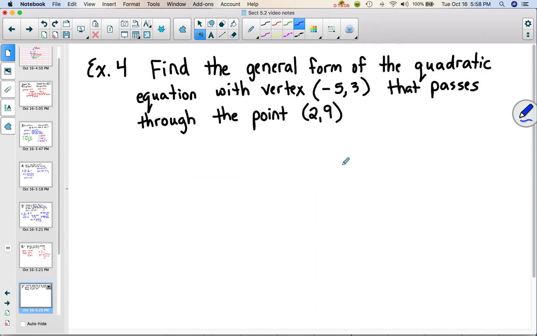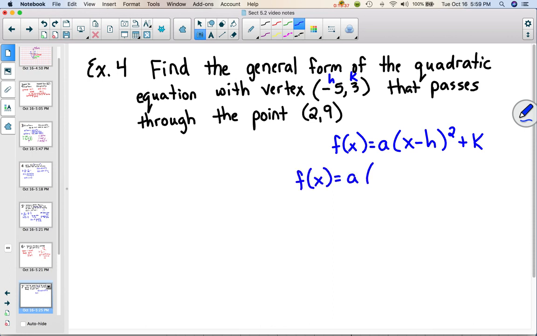Find the general form of the quadratic equation with vertex -5, 3 that passes through the point 2, 9. The general form is ax² + bx + c, but I don't start with that one. I'm going to start with the vertex because I'm given it. So I know that this is h and this is k. I'm going to think about f of x equals a times x minus h quantity squared plus k. I know this is going to be x minus -5, so that makes it plus 5, quantity squared, plus k is 3, so I fill that in.